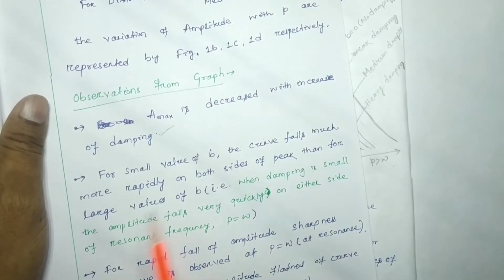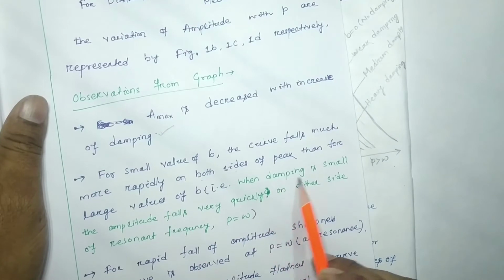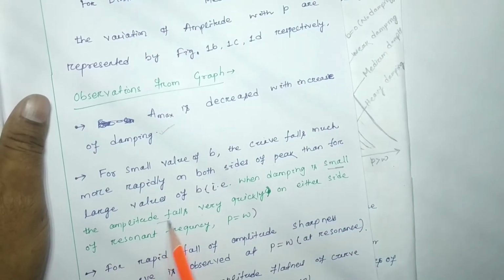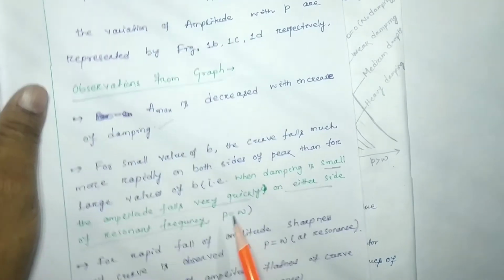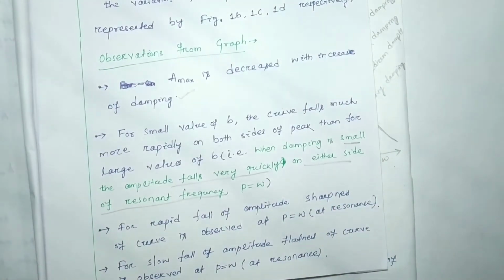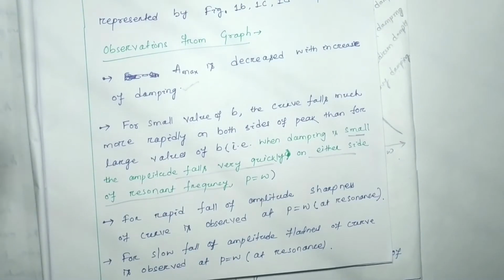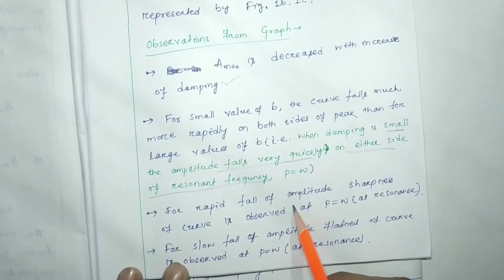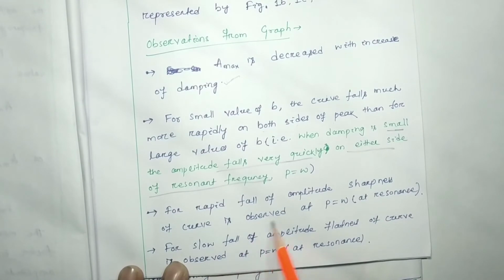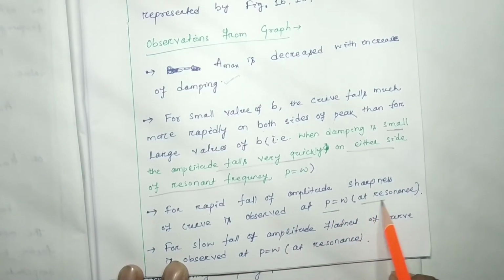The second point: when damping is small, the amplitude falls very quickly on either side of resonant frequency. Then the next point: for a rapid fall of amplitude, the sharpness of the curve is observed at p equal to omega, that means at resonant frequency.